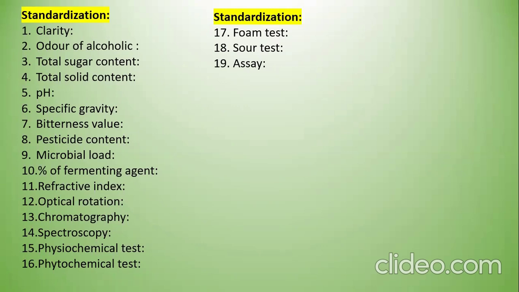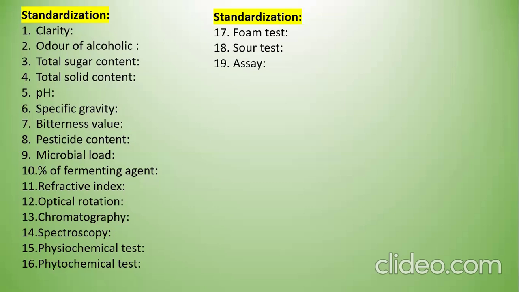Then total solid contents. Evaporate the particular drug in a porcelain dish and determine what percentage of solids is present. Then the pH, specific gravity, and bitterness value. If any drug has bitterness, then the bitterness value of the drug is determined. Then pesticide content, microbial load, and percentage of the fermenting agent. If the fermenting agent is present, then we determine how much percentage is present. Then refractive index, optical rotation, then chromatography such as TLC, HPTLC, HPLC that you have to perform.